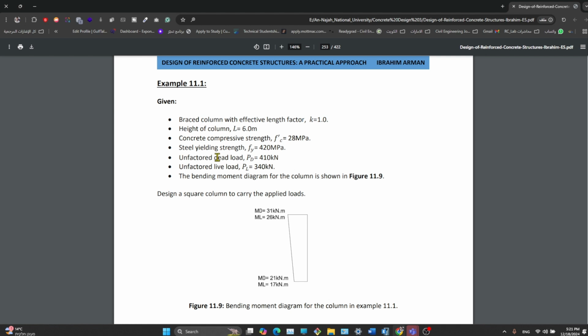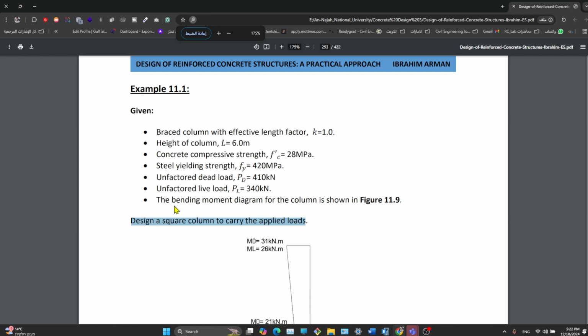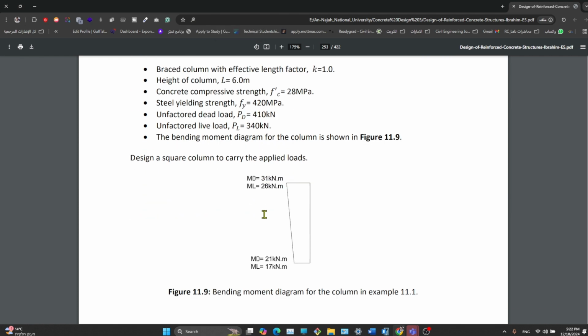And what do D and L refer to? D is dead, L is live. Perfect. So these are the service loads, the service moments, not the factored, not the ultimate. Okay, so these are unfactored, live and dead, respectively. Now, what's the question? What do we need to do in this example? We need to design a square column that is enough to support those applied loads.